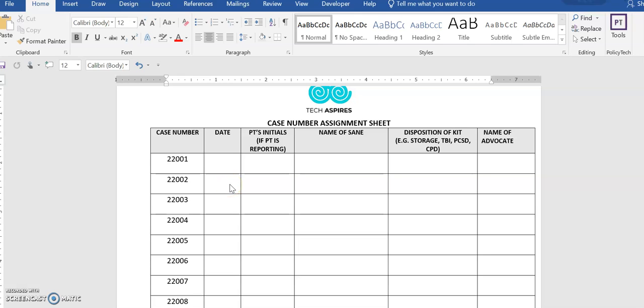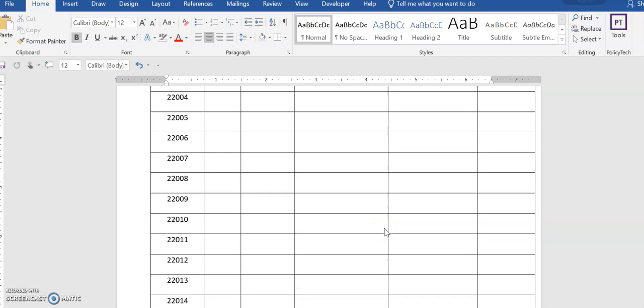So let's say that survivor comes in and they want advocacy services only, or perhaps they want STI testing done at the clinic at Health Services, but they don't want a full SANE exam. The STI testing won't go in here because they're not really being served by Aspire staff. But if they do get the advocacy services, you would go ahead and do the date, the name of SANE maybe NA here, disposition of kit may be NA, but you do put the advocate's name.